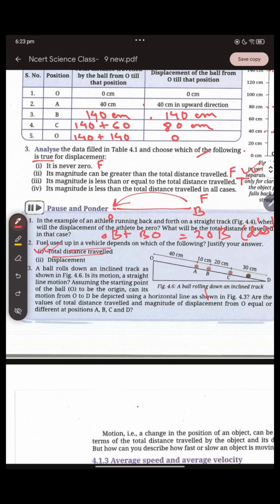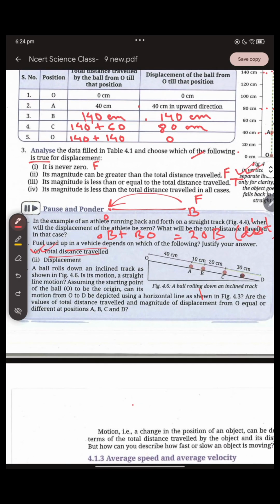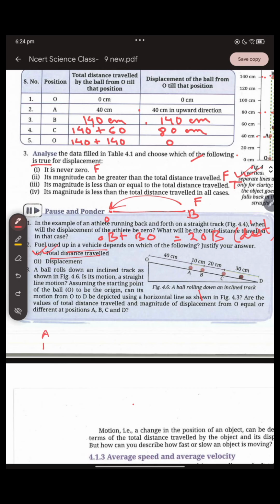Next, are the values of total distance traveled and magnitude of displacement from O equal or different at positions A, B, C, D? Okay, let us see. Now, in this case, if I say it is moving at position A, at position B, at position C, and at position D from O. So OA, how much is it covering? 40 centimeter. So, distance and displacement. Let me put C and D here only, then it will be easy for us.